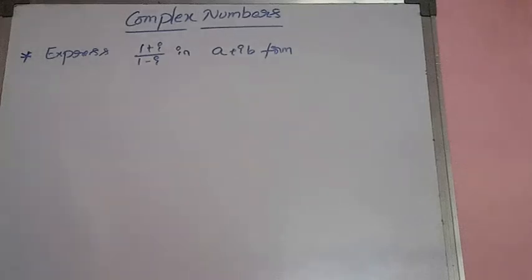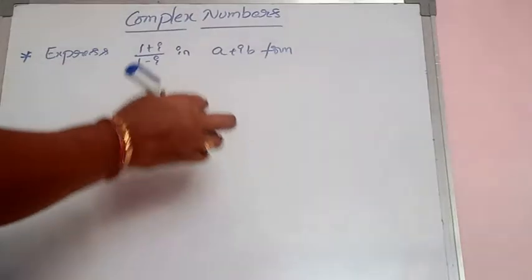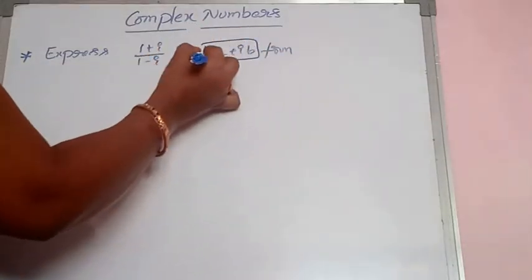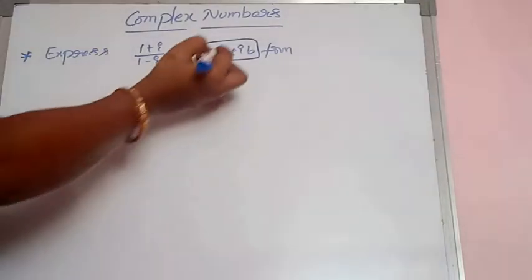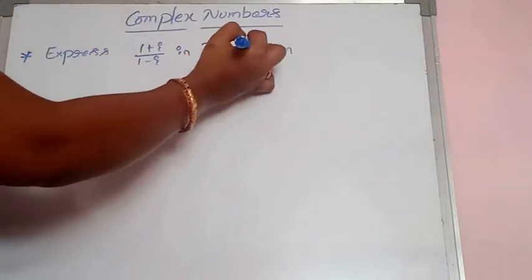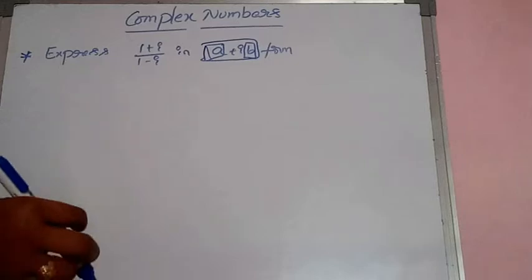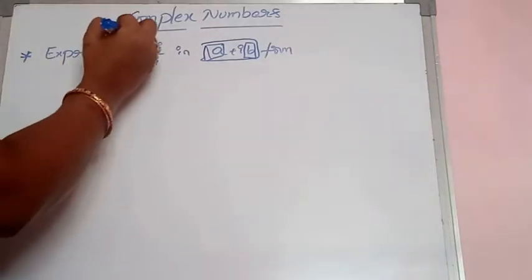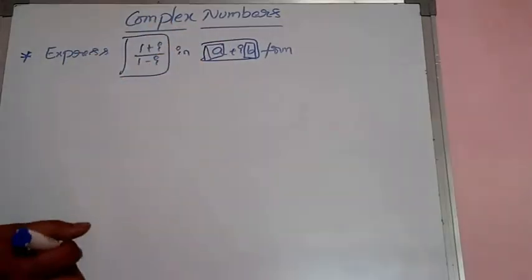Problems on complex numbers. The first problem is to express (1 plus i) by (1 minus i) in a plus ib form. We already know that a complex number is of the form a plus ib, where a is the real part and b is the imaginary part. So we have to express this value in a plus ib form.